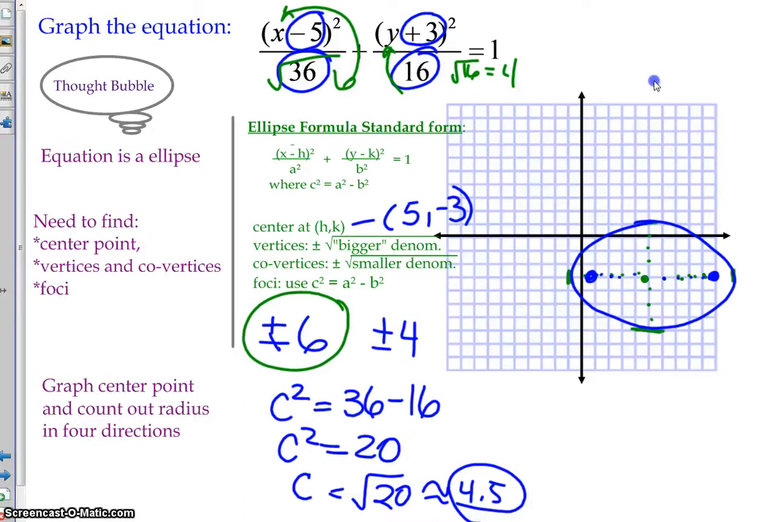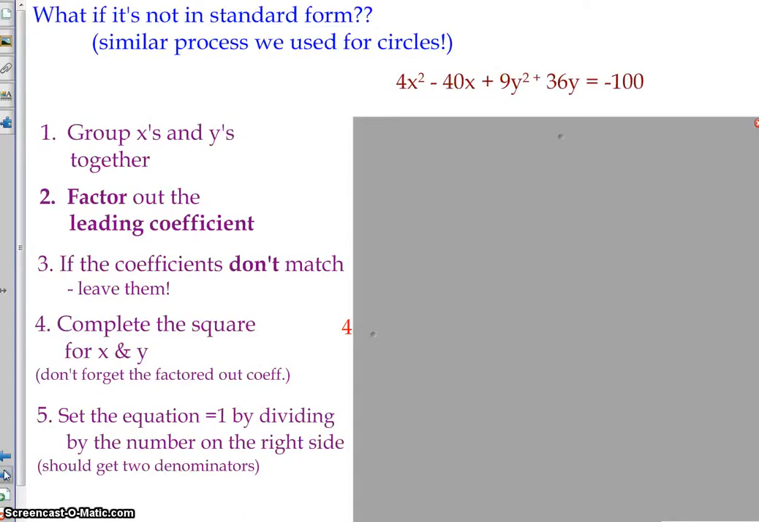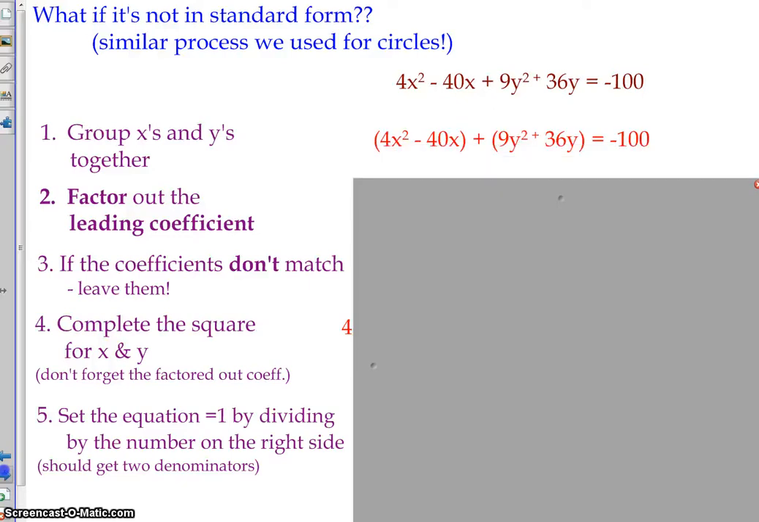Let's get into how do we get the equation when we don't have standard form. So here, let's look at this form. We have 4x squared minus 40x plus 9y squared plus 36y equals negative 100. First, group together your x's and your y's. Then, for each, you take the leading coefficient and you're going to factor out. So here I'm literally dividing both of these by a 4. Here I would divide them both by a 9.